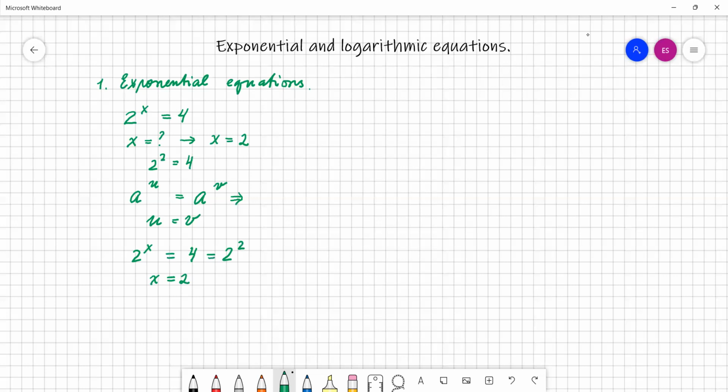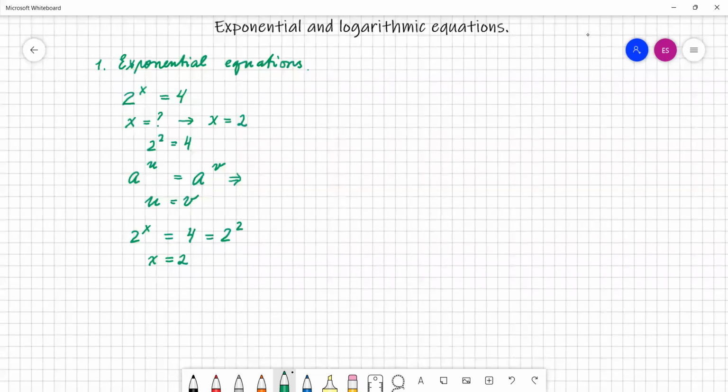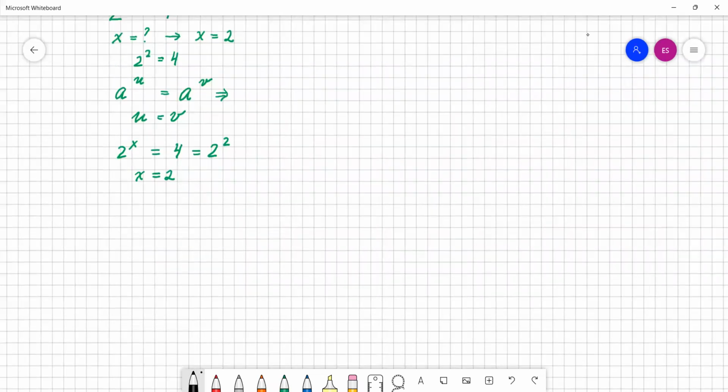Well, let's try to solve something similar. My first example is going to be example 1. Let's try to solve 3 to the power of x plus 1 equals 81. Well, here we know that 81 is 9 squared, right? Or 81 is actually 3 to the power of 4.